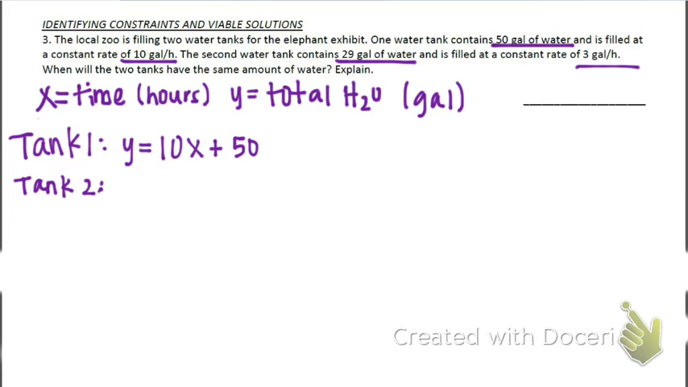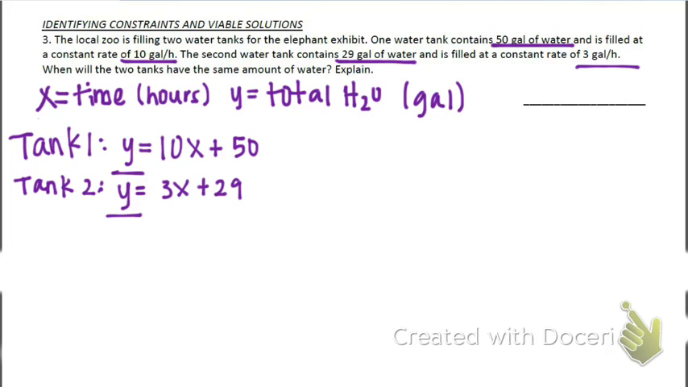Kiki, do you have it already? What's your equation? 3x plus 29. Thumbs up, you agree. Thumbs down, you disagree. Good. Okay, ladies and gentlemen, which method would you use to solve this system? Graphing, substitution, or elimination? Any ideas? Do we already have a variable solved for? Yeah, we have y equals and y equals.